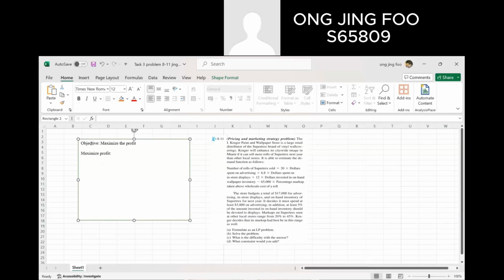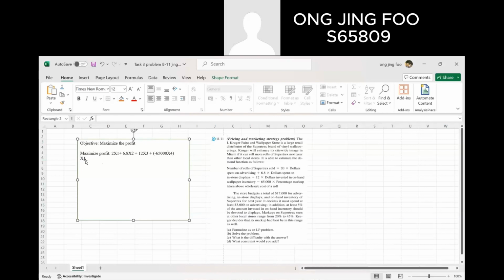So we can use 20x1 plus 6.8x2 plus 12x3 plus bracket minus 65,000 x4. This is the way how we can maximize our profit.